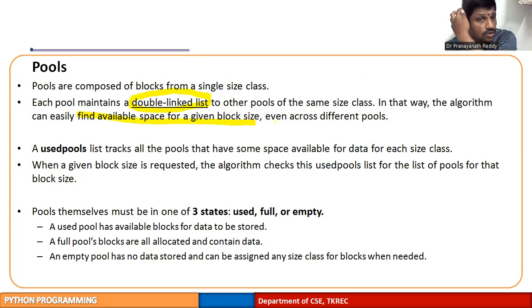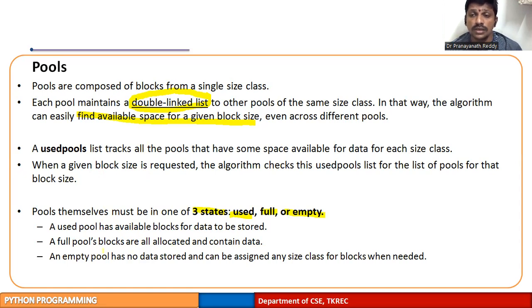So here we are using some terms called used pools. How to keep track of used pools? The pools themselves must be in one of three states. So what are those three states? Used, full, or empty. Now see what each one means. A used pool has available blocks for data to be stored. Okay, there is an empty space, you can use that. Full means the pool is completely full. There is no space for you to write in that particular pool. Hence blocks are all allocated and contain data.